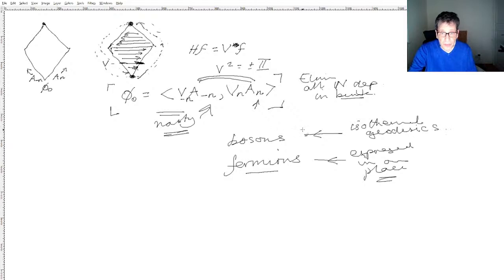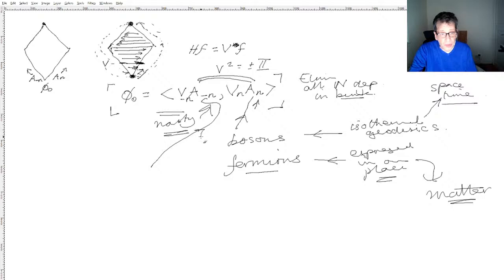Now the thing is that, so what are isothermal? This is space-time. And what is this? This is matter. So what we see is actually, if we run them both forwards from this point, if we consider this the particle state here, then this minus n state is a space-time state.